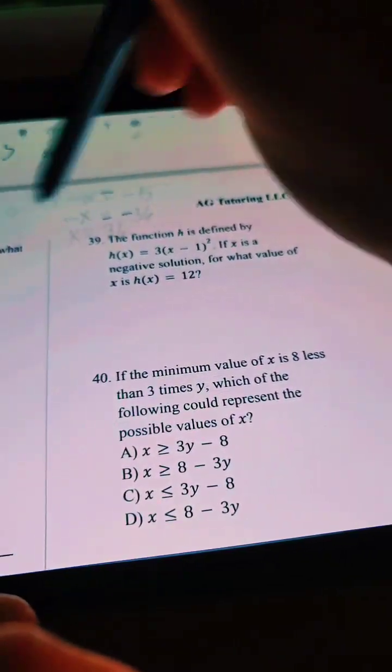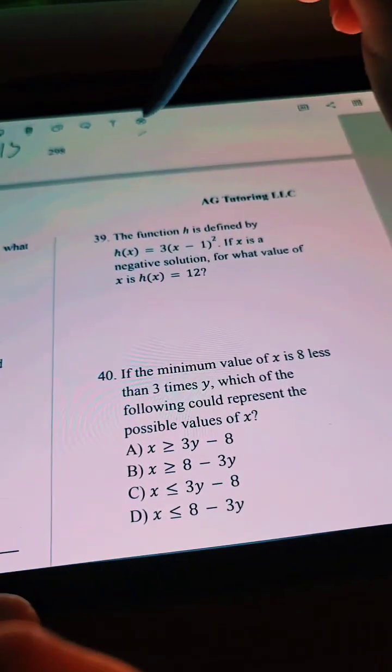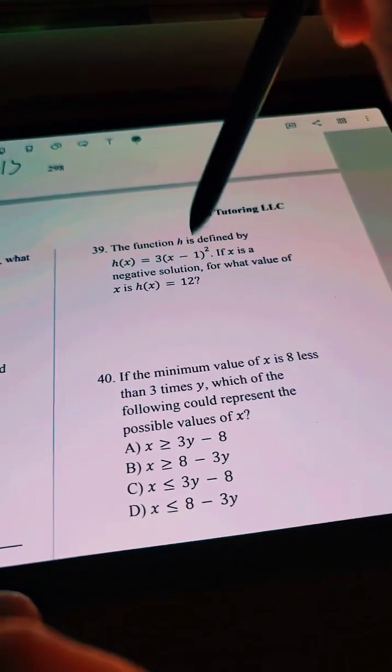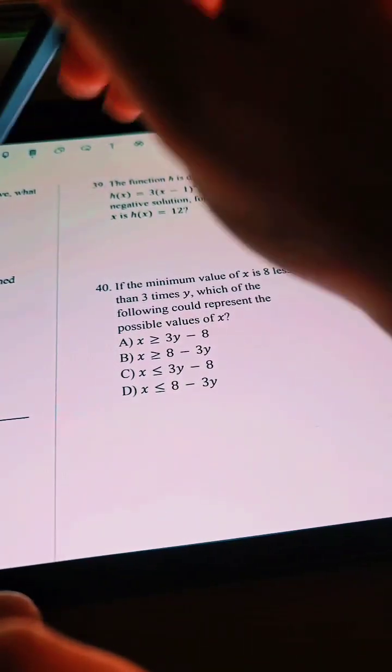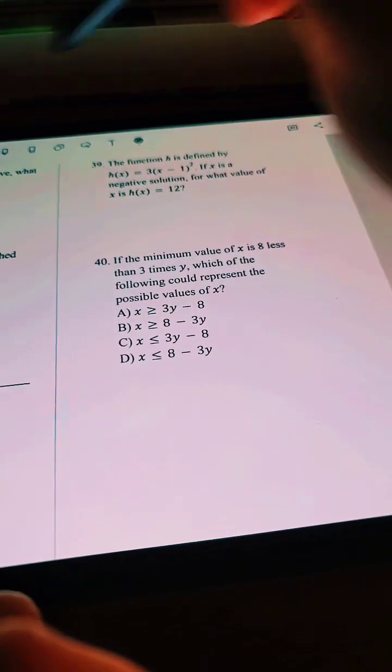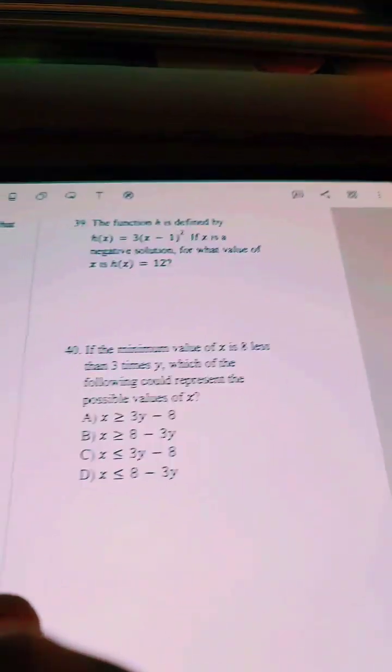So then let me just erase that so it's nice and neat. And let's go to 39, and this is going to bother me. Hold on. Okay, so let's go to 39.